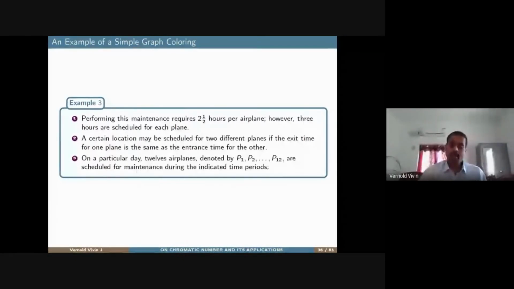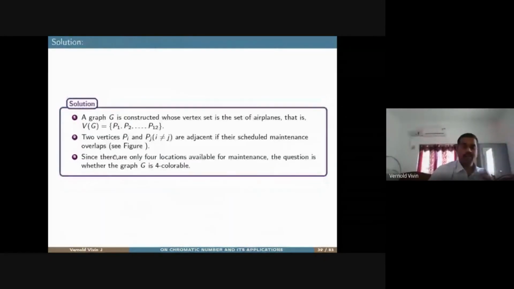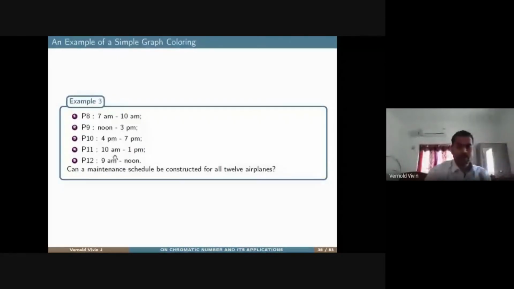So we denote the planes by P1, P2, etc., up to P12, for the schedule for maintenance during the indicated time periods. So here the time period is indicated. Plane 1, the time period for its servicing is 11 a.m. to 2 p.m., and plane 2, 3 p.m. to 6, plane 3, 8 a.m. to 11 a.m., plane 4, 1:30 p.m. to 4:30. Likewise, the time schedule is given. So with this time schedule, I think I can move on with this application.